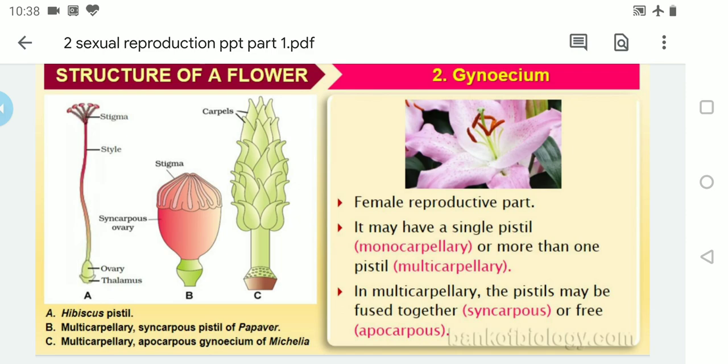Such a condition, where carpels are not fused, can be identified in Michelia champaca, commonly known as champaca. There are a number of cases. Sometimes we can find a gynoecium with only two carpels, and then it is considered bicarpellary. In some cases we can find only three carpels, and then it is considered tricarpellary. Did you get it?